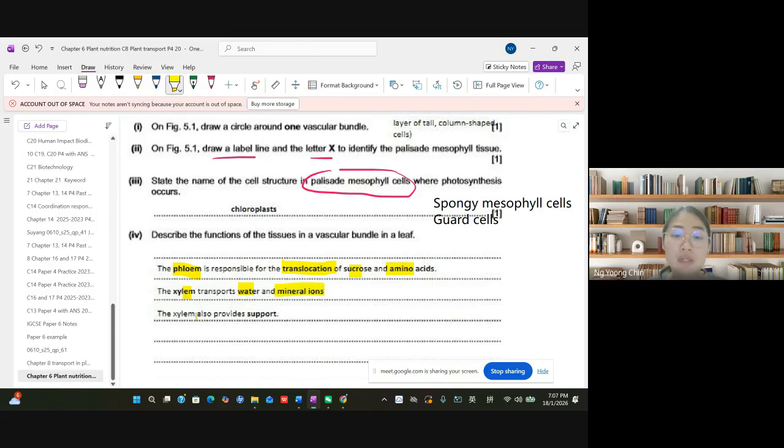Another thing is xylem will help to provide support, the mechanical support. It's because xylem consists of lignin. They consist of lignin, so that's why they can help to provide support.